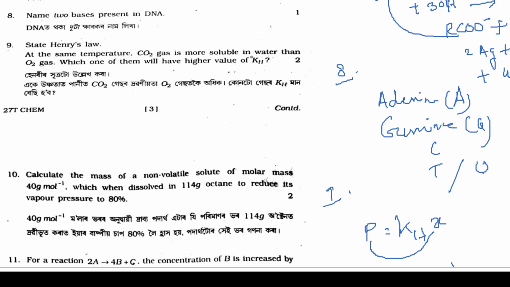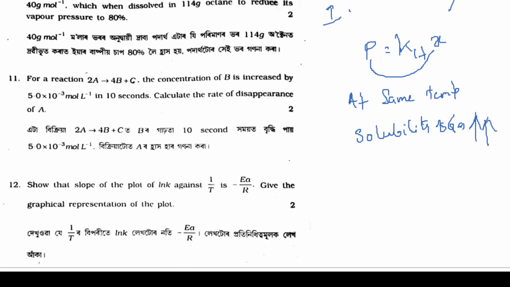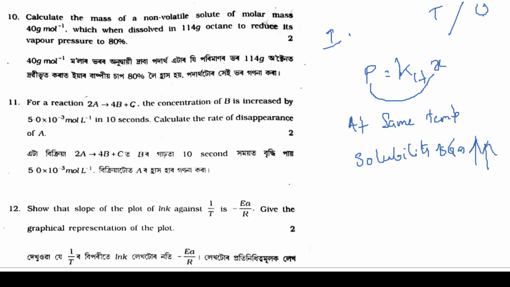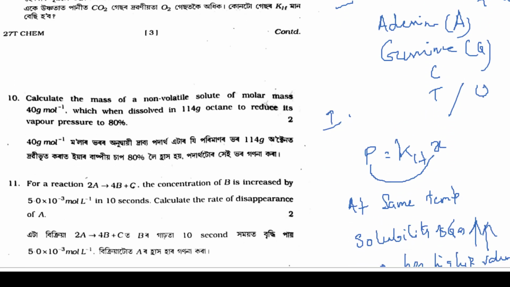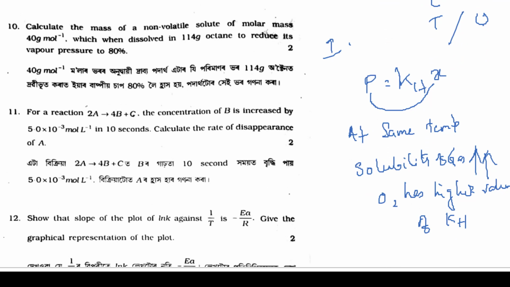At the same temperature, carbon dioxide is more soluble in water. If carbon dioxide is more soluble, then its value of KH will be lower. So the KH value will be lower for carbon dioxide, and oxygen, being less soluble, will have a higher value of KH. So O2 has the higher value of KH. Simply, if the solubility of a gas in liquid is increased, then KH decreases. This is a very important concept, totally related to Henry's law.